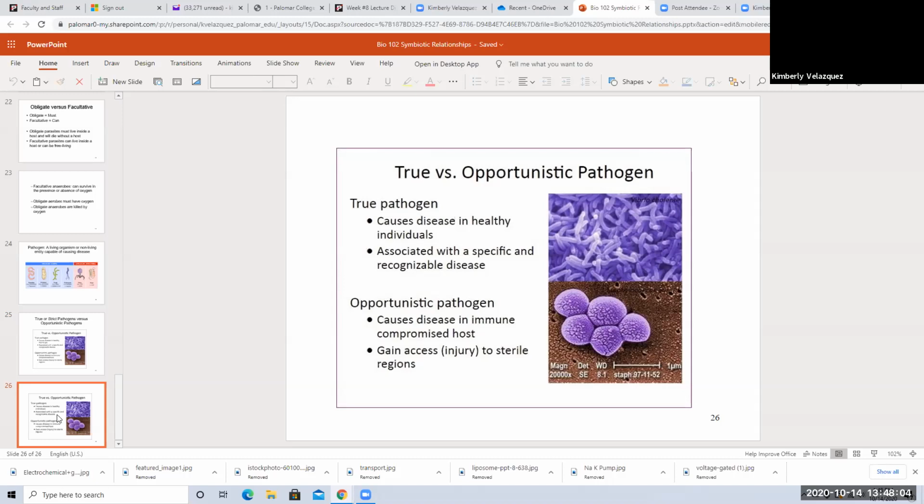Okay, that's it. Those are the terms you need to know to move on to either just organismal diversity or, in the case of Bio 102, human pathogens.